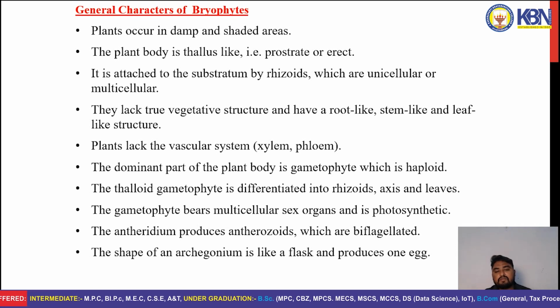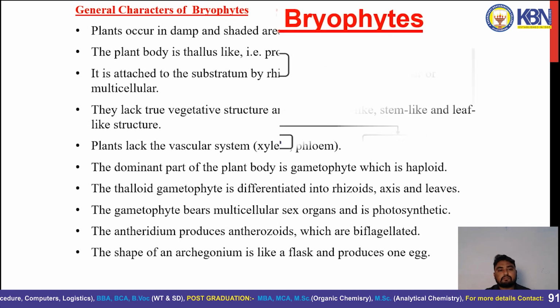The dominant part of the plant body is the gametophyte, which is haploid. The thalloid gametophyte is differentiated into rhizoids, axis and leaves. The gametophyte bears multicellular sex organs and is photosynthetic. The antheridium produces antherozoids, which are biflagellate. The archegonium is flask-shaped and produces one egg.